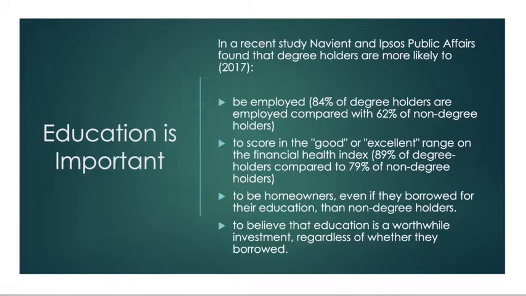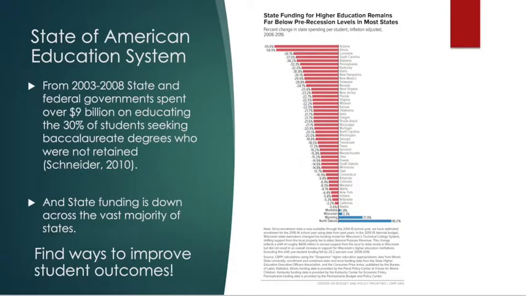is a worthwhile investment. From 2003 to 2008, state and federal governments spent over $9 billion on educating the 30% of students that were not retained. And each year, more state funding is taken away from these universities. Therefore, it's important for us to find ways to improve student outcomes while at the same time keeping costs low.